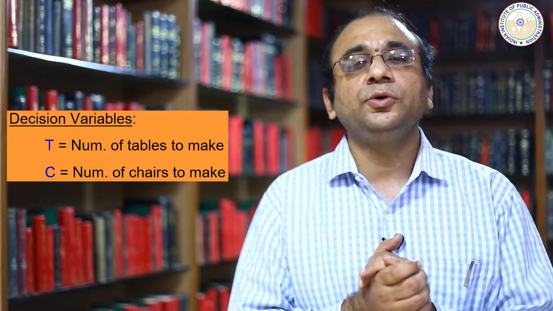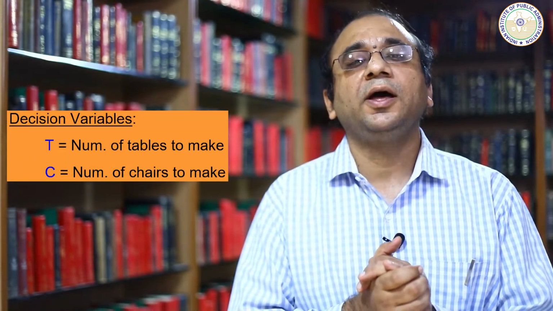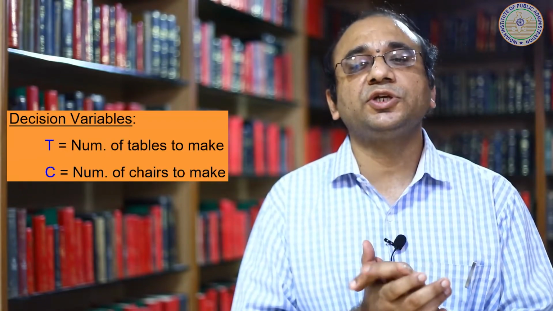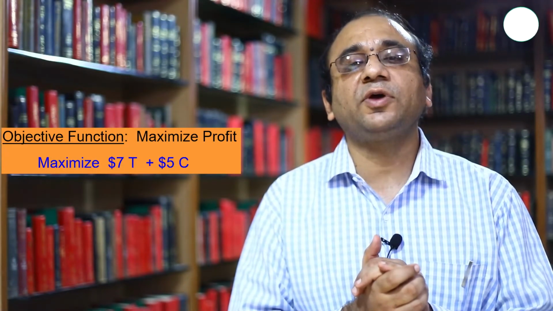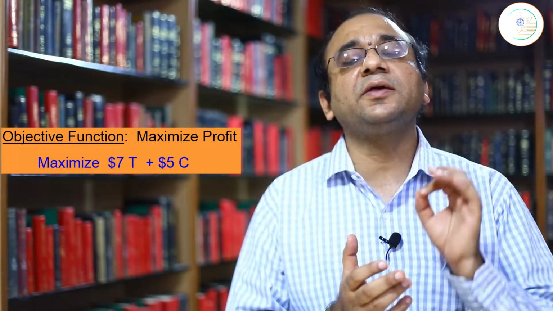So the second step, as I said, after obtaining the information is to formulate the problem. How are we going to formulate the problem into a mathematical model? What is the decision we have to take? Our decision is to identify how many tables and chairs we are going to make. So we assume T is the number of tables to be made and C is the number of chairs to be made. And our objective is to maximize our profit.